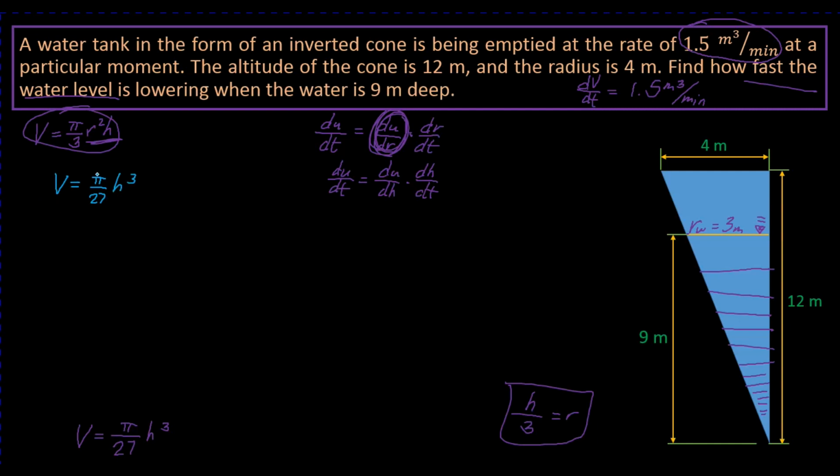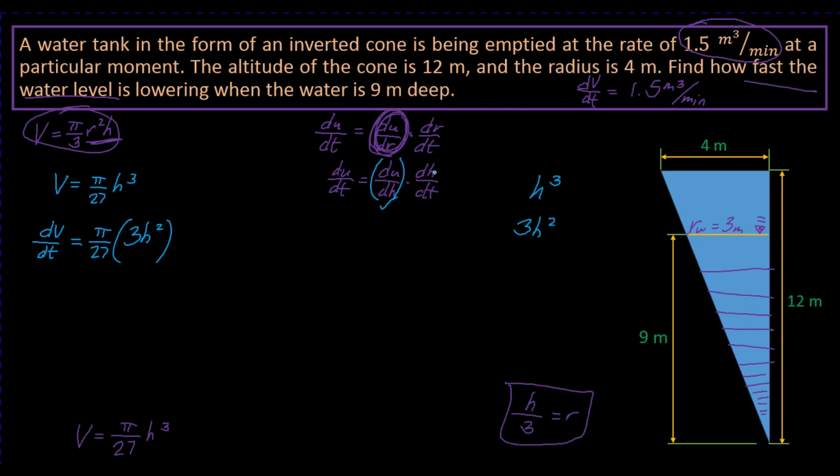Now we can differentiate it. Take note of the application of chain rule in this differentiation. dv over dt, rate of change of volume with respect to time, also called flow rate. Pi over 27 is a constant. So here we're going to use du over dh. h raised to 3, differentiating this function with respect to h, is 3h raised to 2. So we're done with this term.